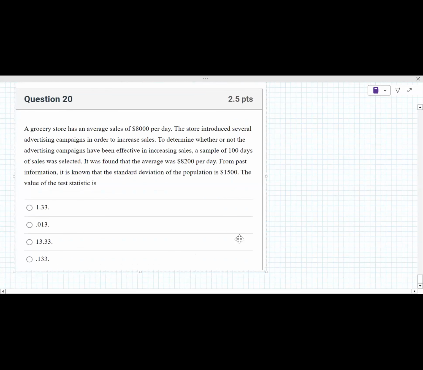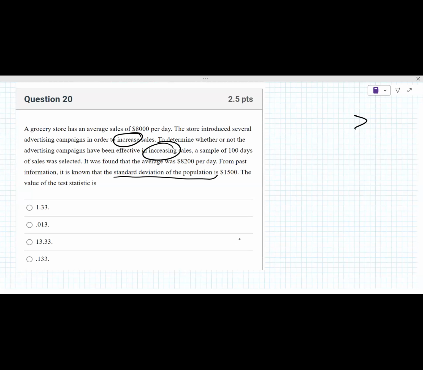All right. A grocery store has an average sale of $8,000 per day. Definitely not Costco. That's like 8,000 a minute. The store introduced several advertising campaigns in order to increase sales. So their goal is to increase sales. Determine whether or not the advertising campaigns have been effective in increasing sales. The word increase is all over the place; they're telling you that's the direction of the hypothesis. A sample of 100 days of sales was selected. The average was 8,200 per day. From past information, the standard deviation of the population, that's important, that's sigma, is 1,500.